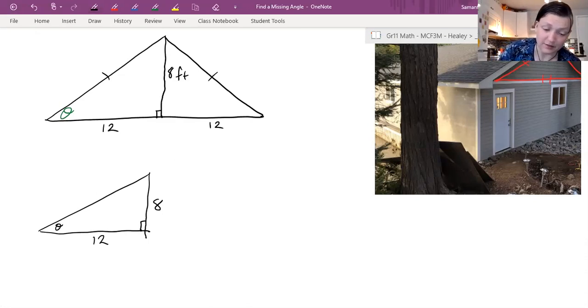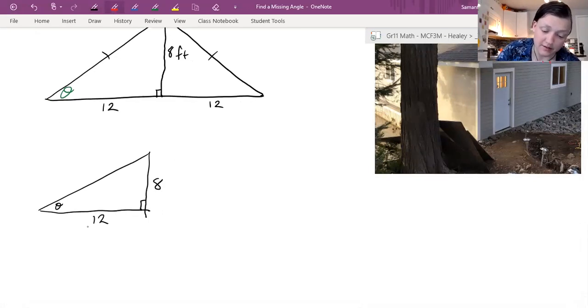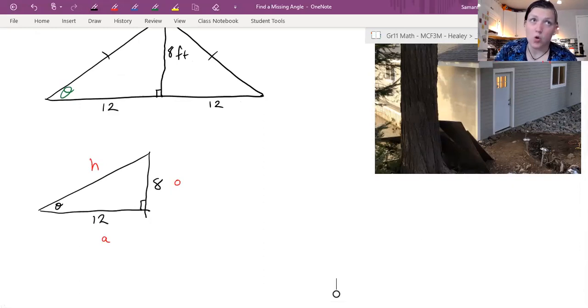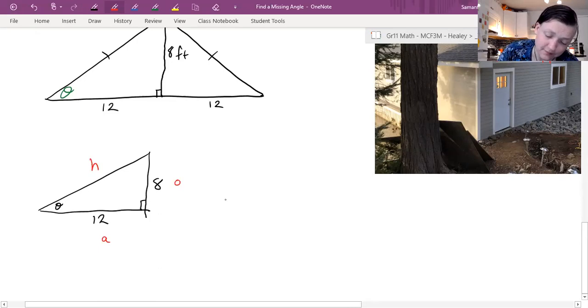So remember, first thing you do always is you label. Okay, well, this is my angle, so that's the opposite side. This is the adjacent side. That would be the hypotenuse. In this one, I didn't measure the hypotenuse, so I don't really care about it. But I did measure the adjacent and the opposite. So I think, okay, SOHCAHTOA, TOA, what uses opposite and adjacent? TOA, okay. So I'm going to use tangent.